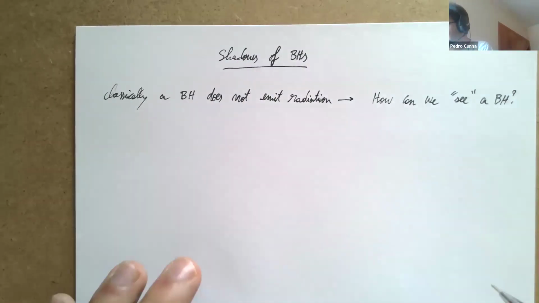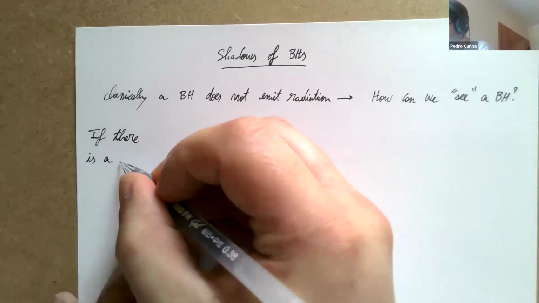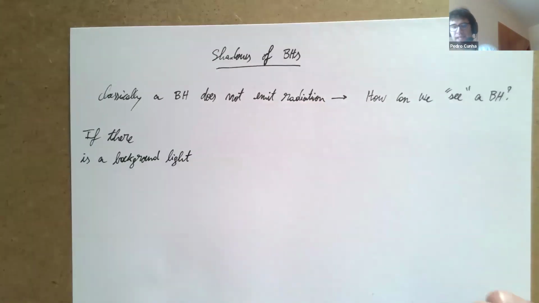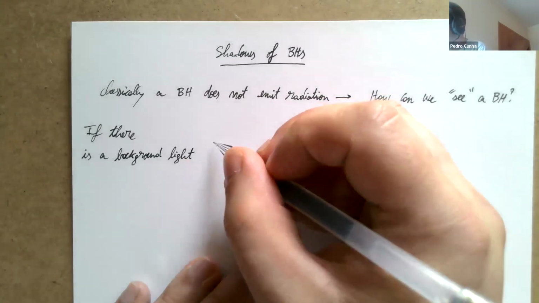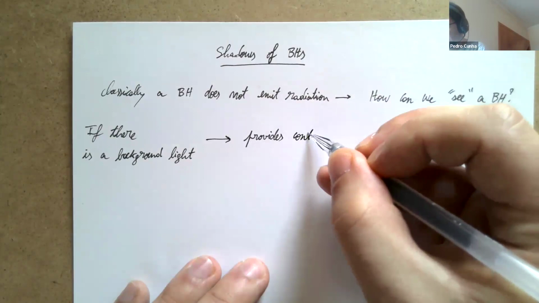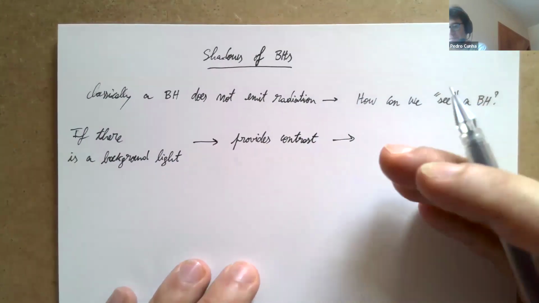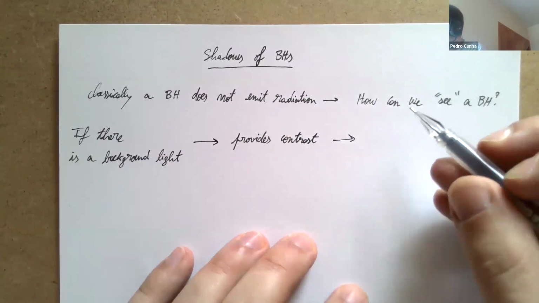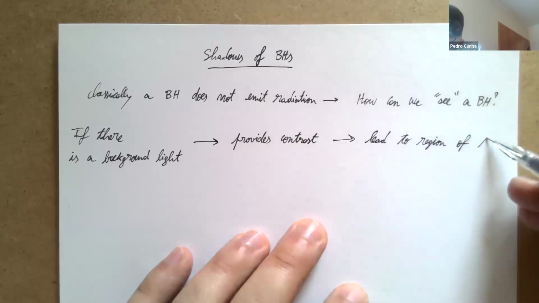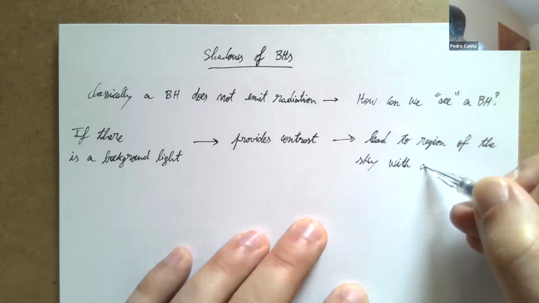If there is some background light, and this will happen a lot in some astrophysical scenarios, so this light can come typically from an accretion disk, then this will provide some contrast. Essentially, if you have this background light that provides contrast, and you have a black hole in the middle of this region, the black hole will create a region of your sky that has a sharp decrease in luminosity.